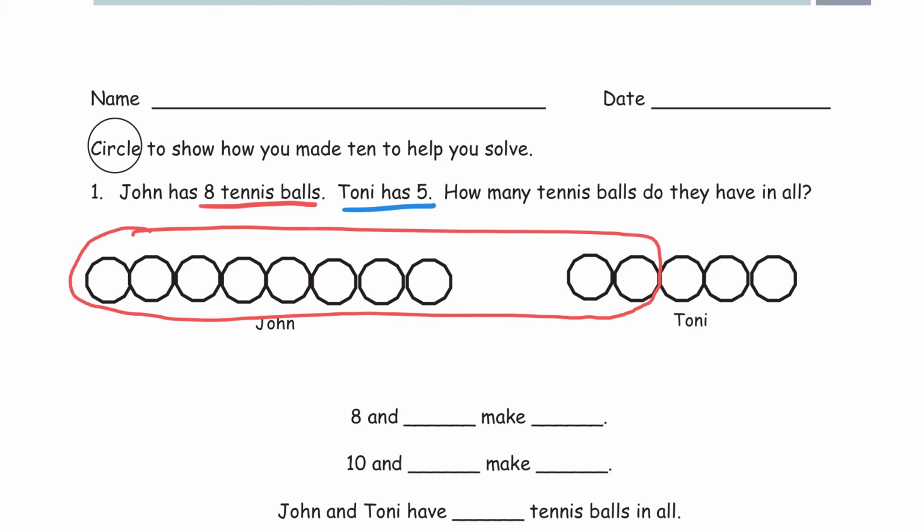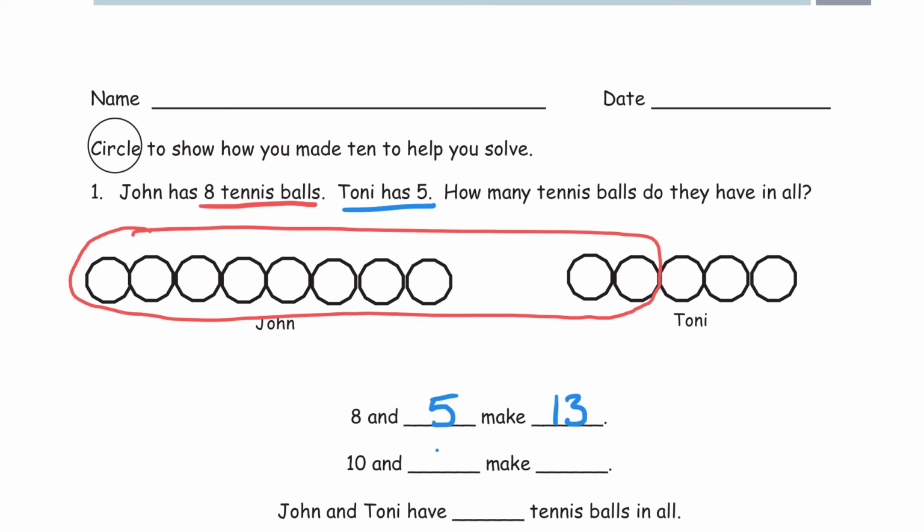8 and 5 make, well, now that's where we want to solve this. So let's see here. We've got a group of 10 and 3. So 10 plus 3 is, that's right, 13. So 8 and 5 make 13.